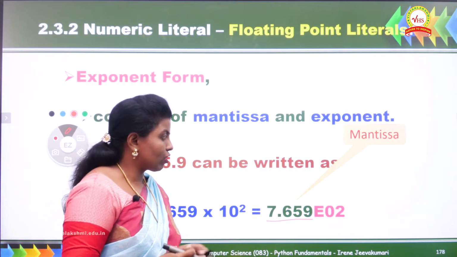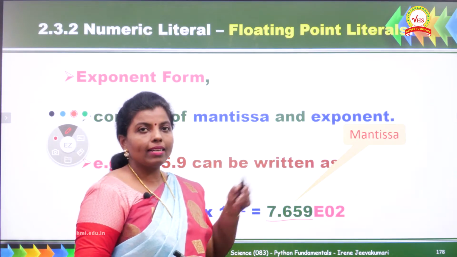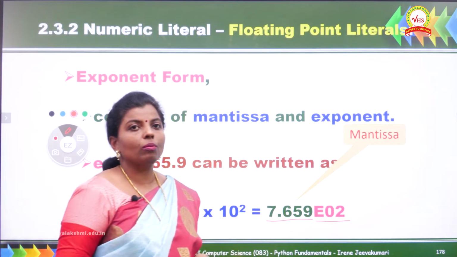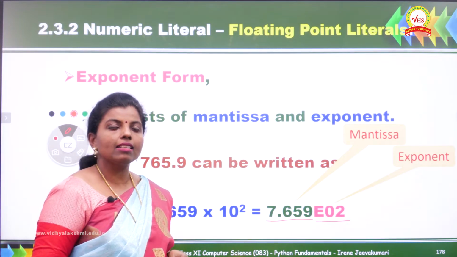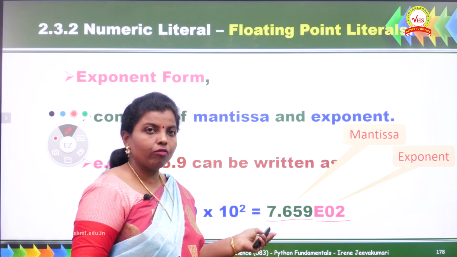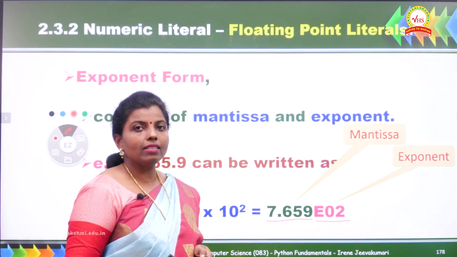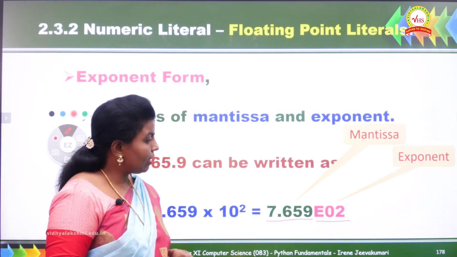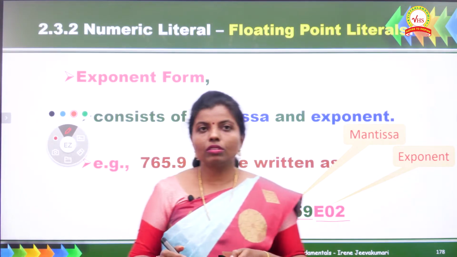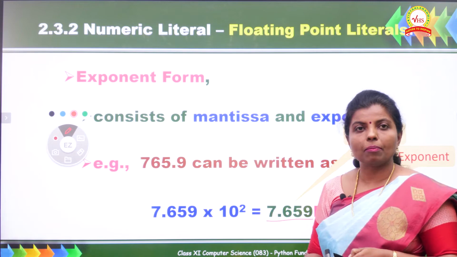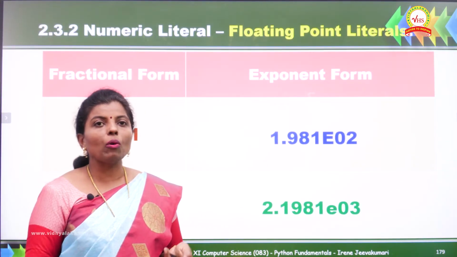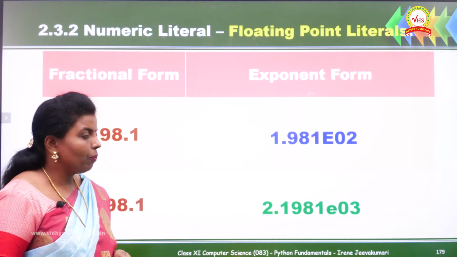So, the number in the real form is represented as the mantissa, and the letter E followed by the number is represented as the exponent. So, the number in real form is represented as mantissa and the number in exponent form is represented as the exponent. Okay. So, this is how the exponent form is being represented here. Let us see the other examples. How are we going to convert the fractional form into exponent form?